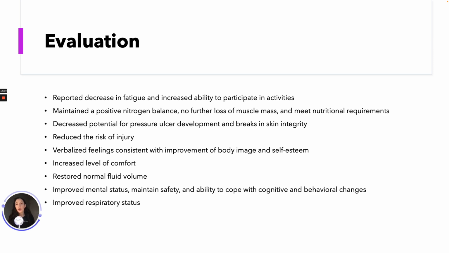So these are some evaluations for our nursing interventions related to our nursing diagnoses. These are just some examples. Again, this is going to be based on your patient and what actually happened or occurred with your nursing interventions. Here are just some examples. Report decrease in fatigue and increased ability to participate in activities. Maintained a positive nitrogen balance, no further loss of muscle mass, and meets nutritional requirements.